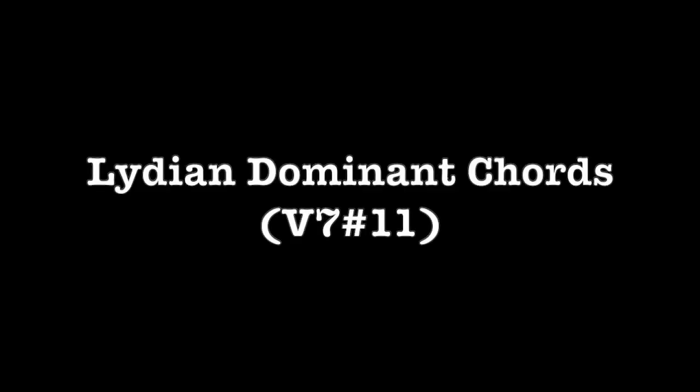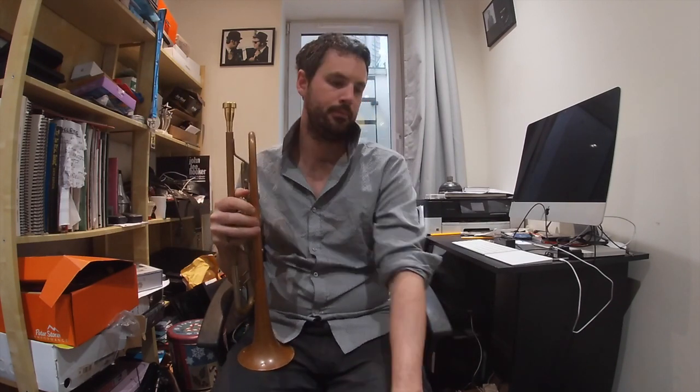Finally, we're going to look at a Lydian Dominant scale. So a Lydian Dominant scale we will play over a chord that is labelled V7 sharp 11. And the Lydian Dominant scale, again, comes from melodic minor harmony. It's the 4th mode of the melodic minor.